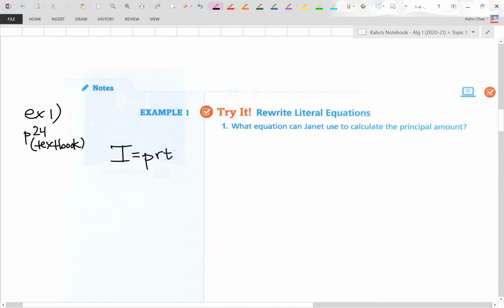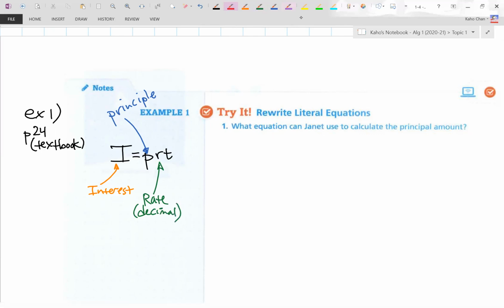There's a lot of variables here. I stands for interest. P stands for principal. R is the rate. Make sure you put it in decimal form. And T, of course, means time.